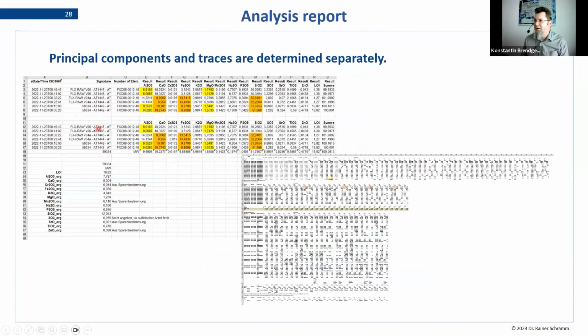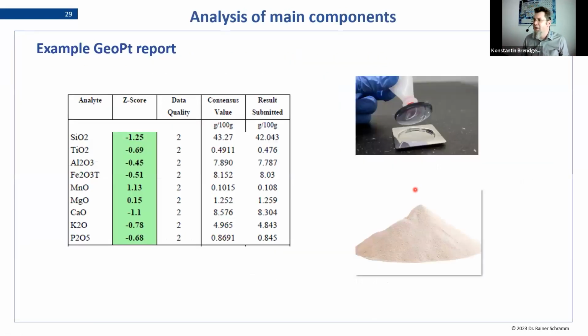The top one here is the main components on fused beads, and you can see that this is manageable. It's a few elements, and they're all in percentage. This huge table down here that I had to shrink down to make it fit is the report from the trace analyzer. So a lot more elements, and also a lot more measurement time, because this was done on the pressed pellet with the energy dispersive system, like mentioned before.